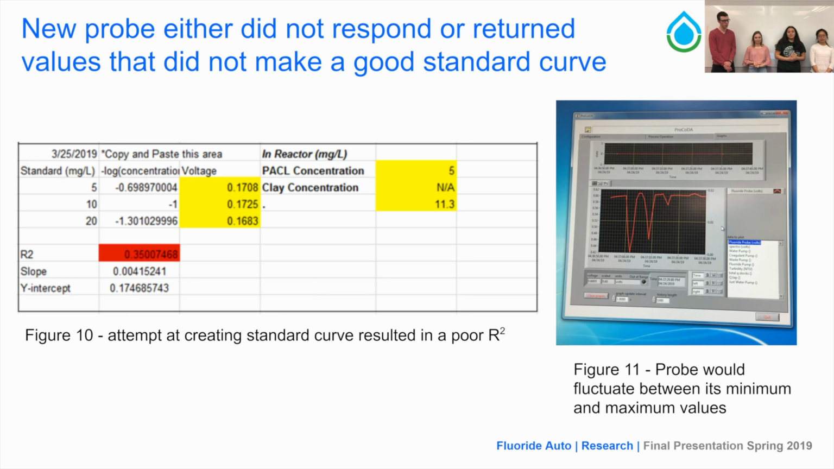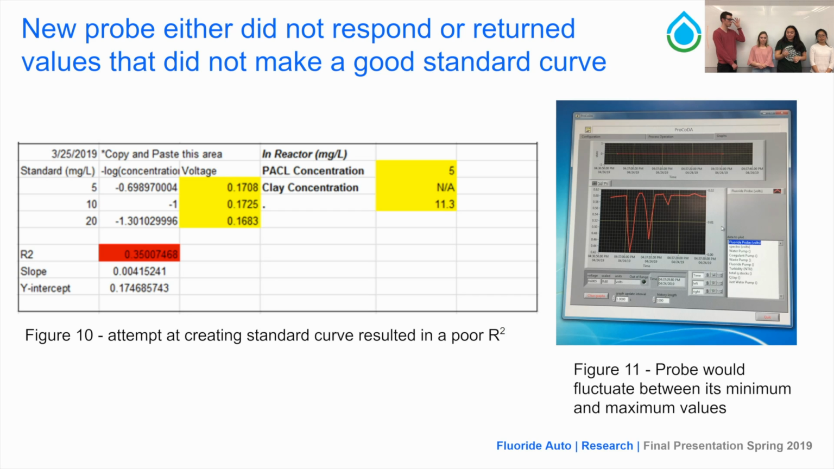And it wouldn't be the Fluoride Auto sub-team if we didn't have issues with our probe. At the beginning of the semester, the probe that we were using was about a year old and kind of on its last legs, so we ordered a new one mid-semester to replace it. Then we went to calibrate it, and we ran into some issues because we weren't able to get a really nice standard calibration curve. You can see in this table that our R-squared for trying to calibrate it was about 0.35. With a working probe, you can get to around 0.999, which is what we were looking for but clearly didn't get.